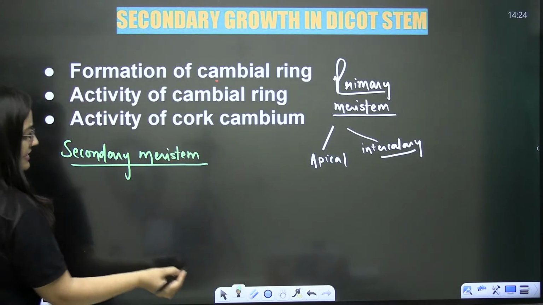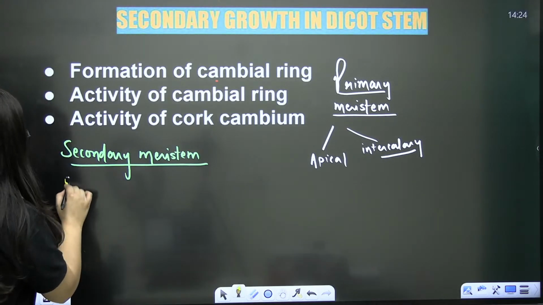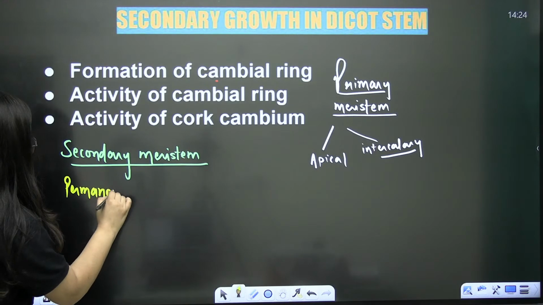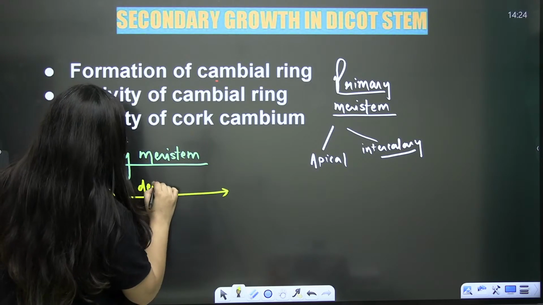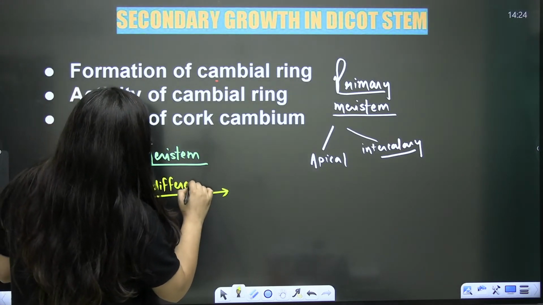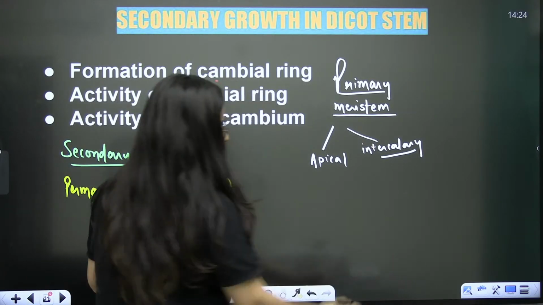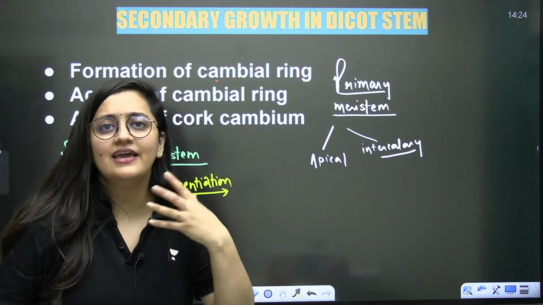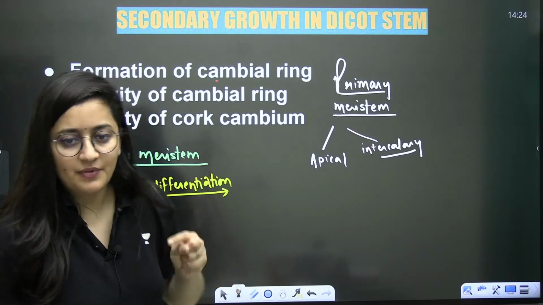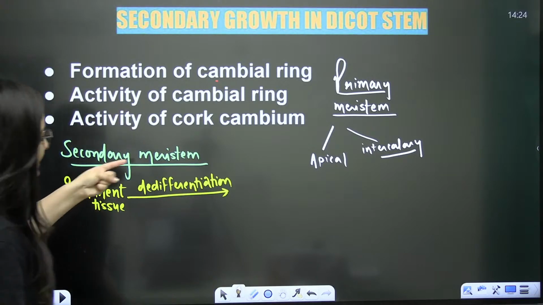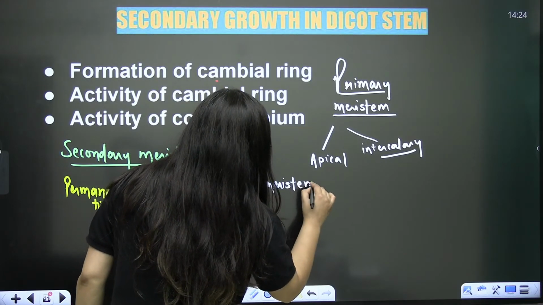Secondary meristem, as I said, is secondary in origin. What is the meaning of being secondary in origin? It means that your permanent tissue will undergo de-differentiation. It will be de-differentiated, meaning cells will regain the ability to divide. So your permanent tissue will be de-differentiated, and we will get the secondary meristem.